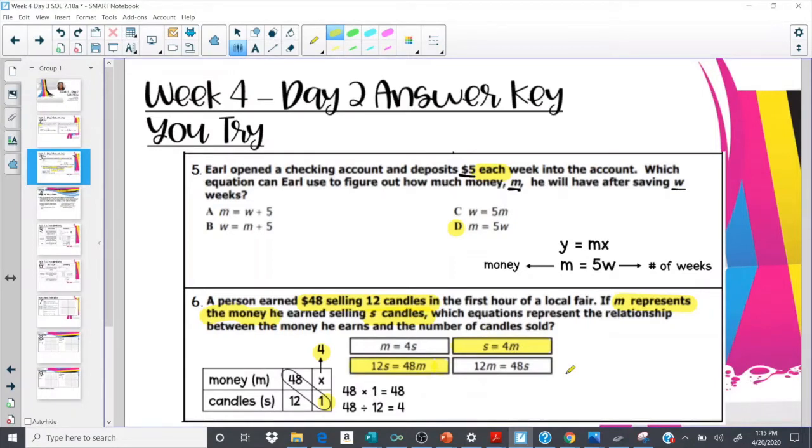Please take this time to correct your answers if you got any of them incorrect. And hit the play button when you're ready to move on.